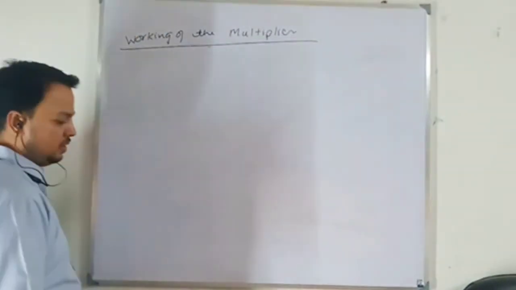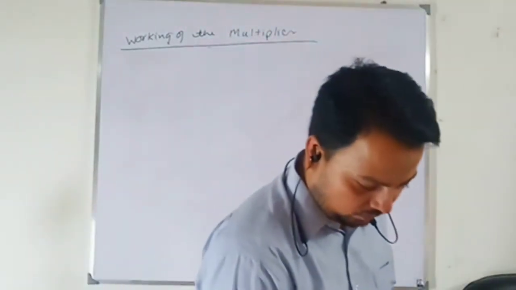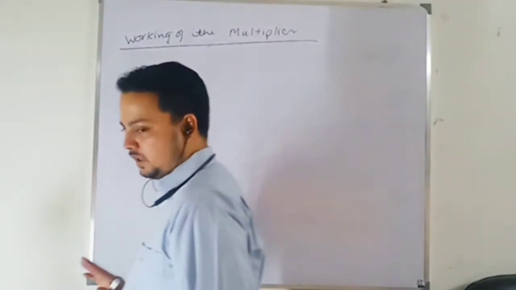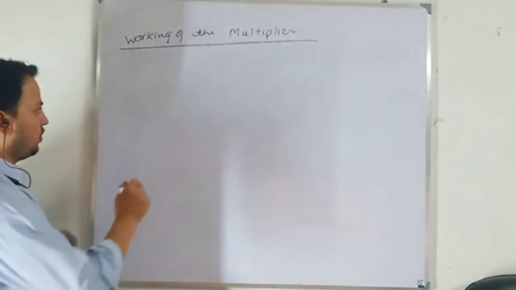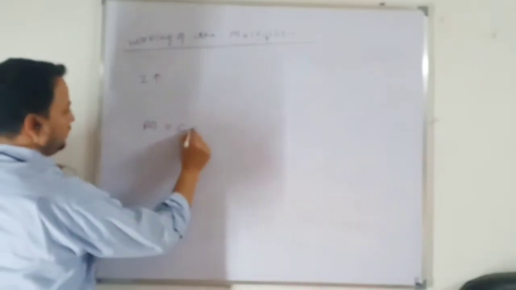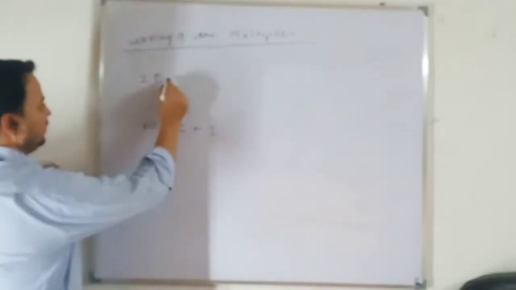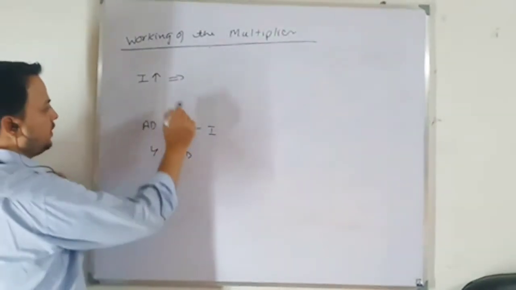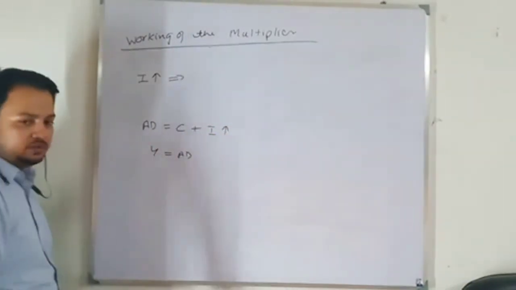Okay, so in the working of the multiplier, I am only talking about two sectors. So understand this concept. When investment increases, just keep this thing in mind. Output is demand determined, always remember. When investment increases, what will happen?